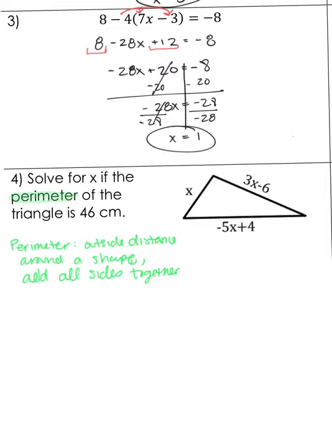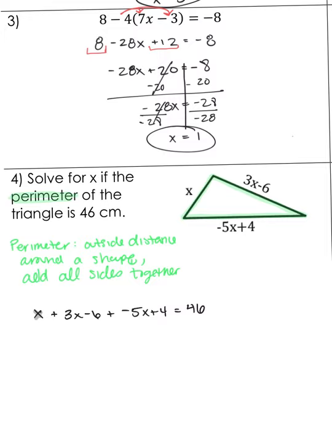So if we are solving for x, if the perimeter of the triangle is 46 centimeters, what that means is all of these sides, when added together, they equal 46. So when we write our equation, we are adding all of the sides together. So x plus our side that's 3x minus 6 plus the side that's negative 5x plus 4. When all of those get added together, it's 46.